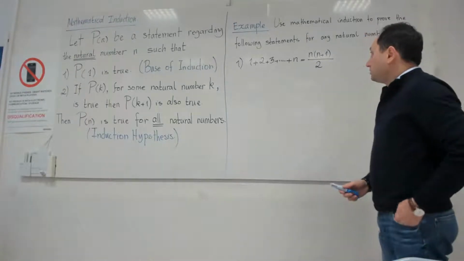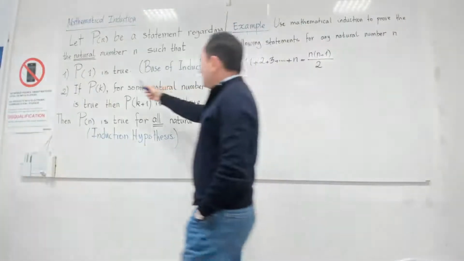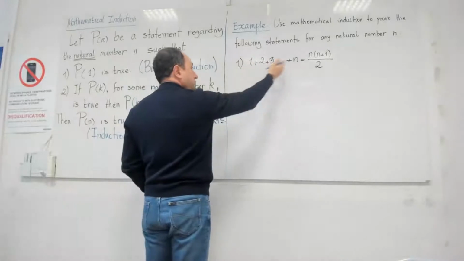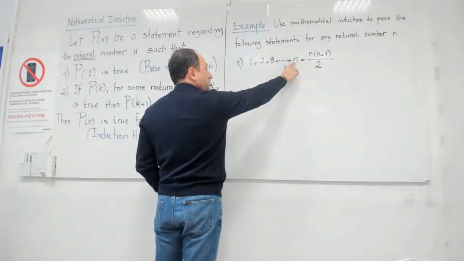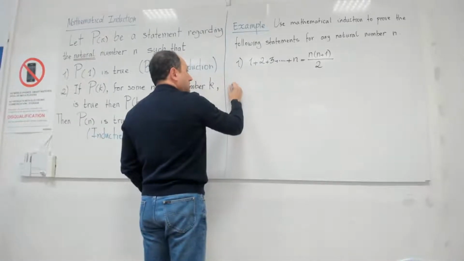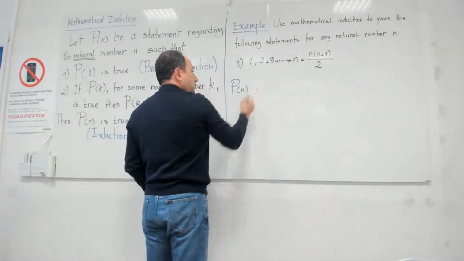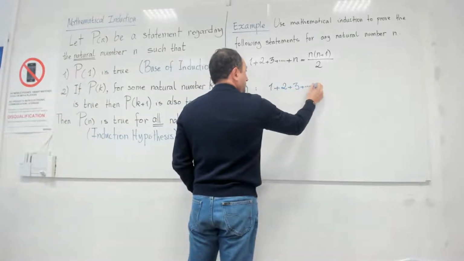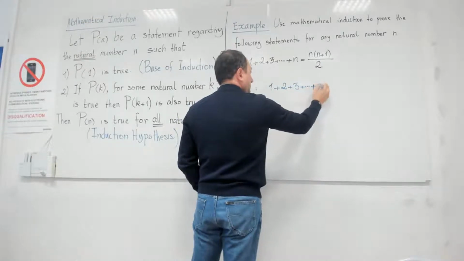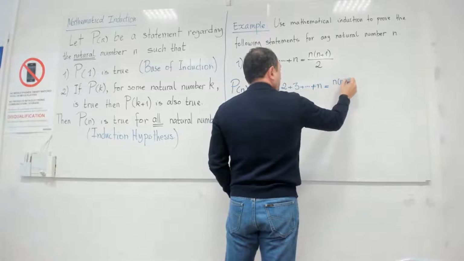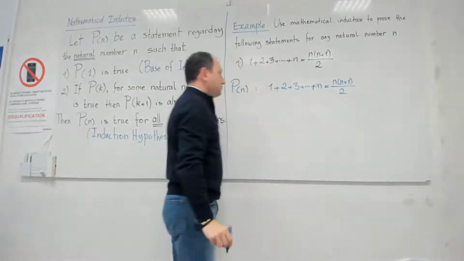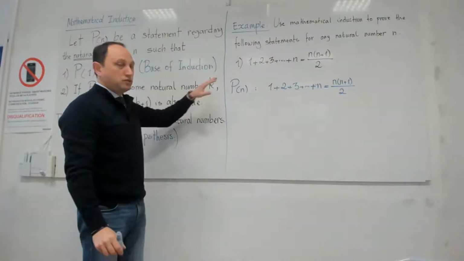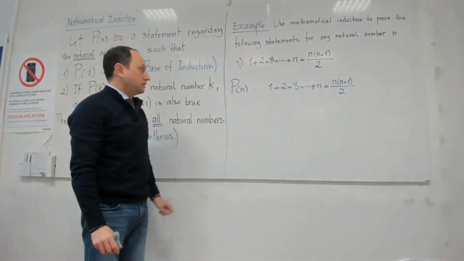So the first thing that we do is this. This statement is Pn. Let me write everything in detail here. I want to prove this. This is a statement regarding the natural number n, yes? So I will call this statement Pn. My statement Pn is this expression, this equality. Of course, in principle, you really don't need to write it. I just want to follow every step here so that you can understand what's going on.